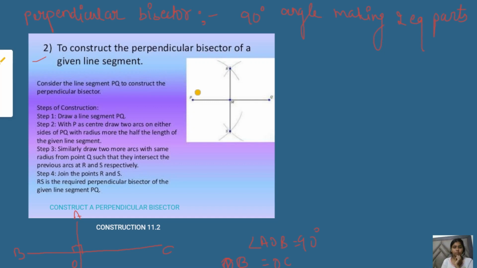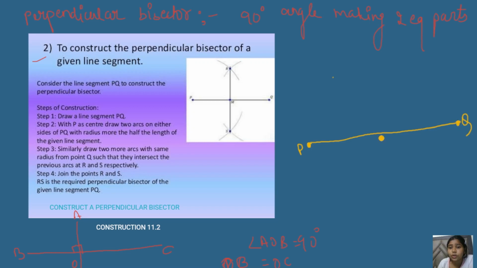Right. So our next step is we just have to draw a normal line segment PQ. Now with P as a center, draw two arcs on either side of PQ with radius more than half the length of the given segment. What you have to do is, this is PQ, this is the line segment.